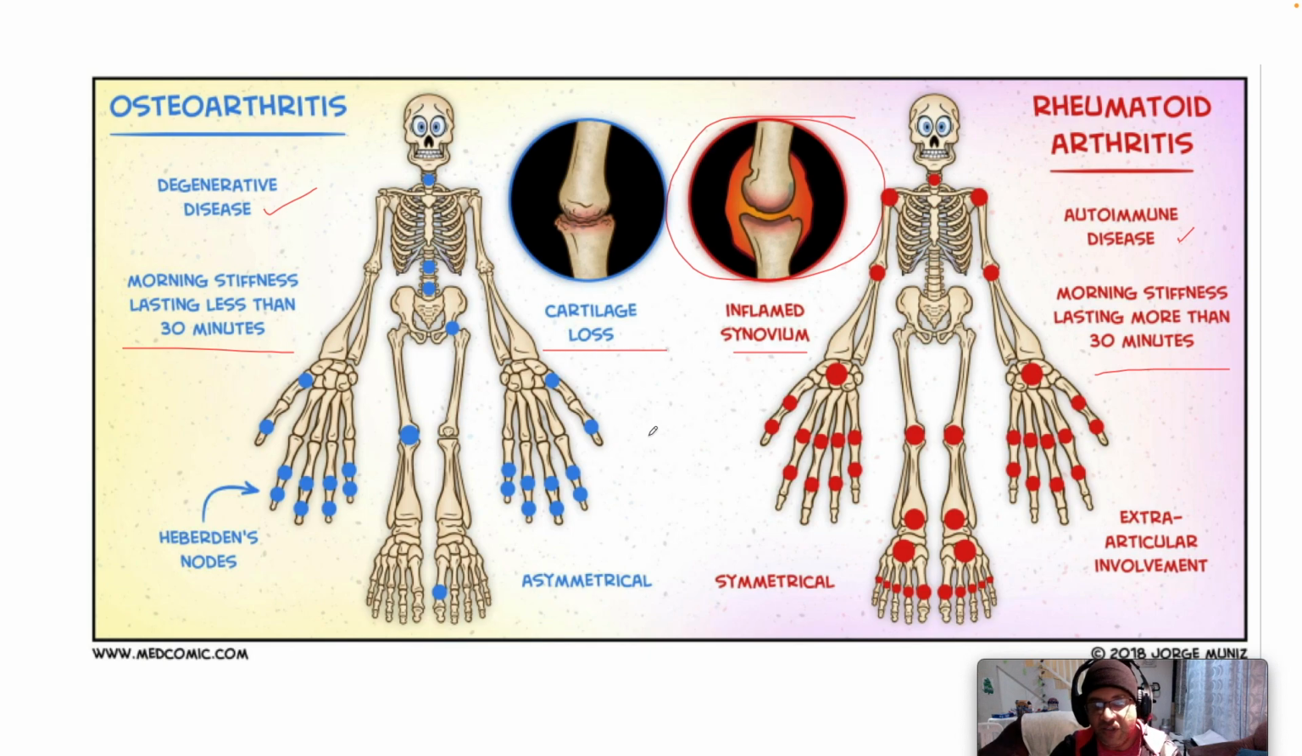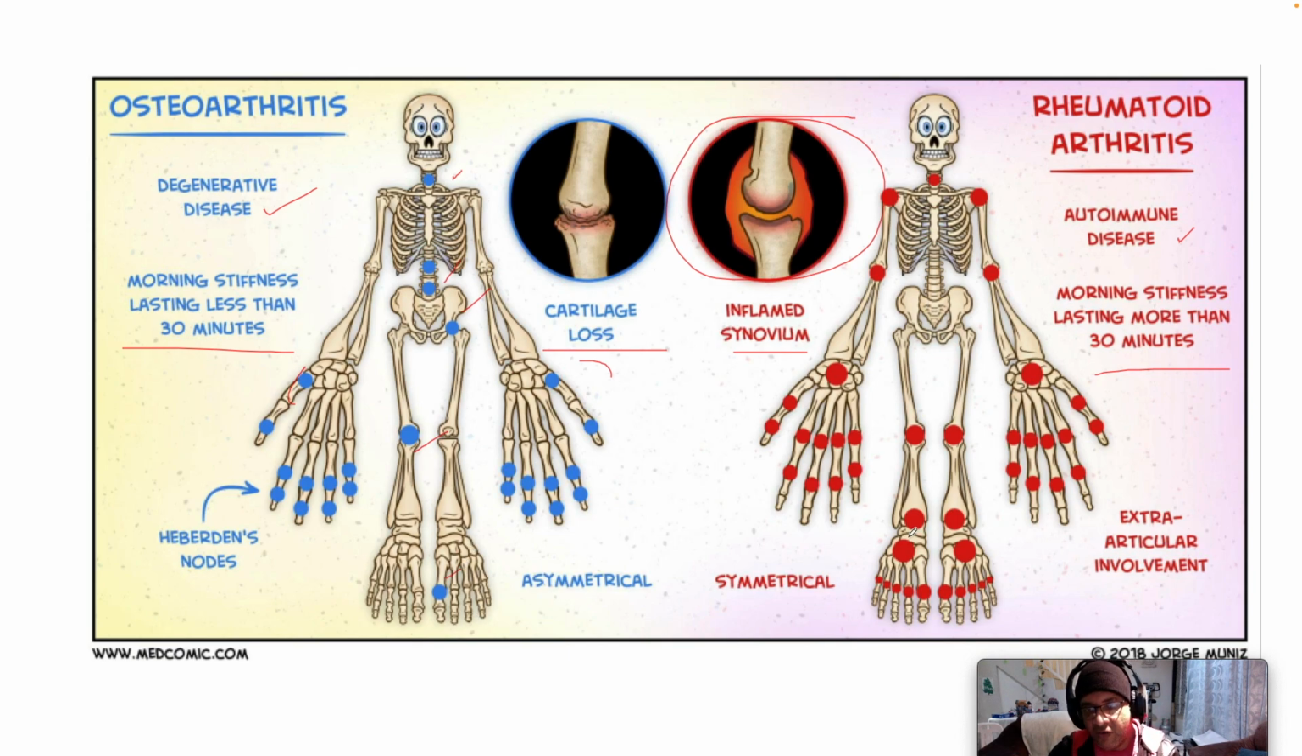If you look at just the distribution of joint involvement in osteoarthritis, there is involvement of the distal interphalangeal joints, but not so much the proximal interphalangeal. It involves the carpometacarpal joints of the thumb, causing squaring of the thumb. We have involvement of the C-spine, the lumbar spine, asymmetrical involvement of the hips and knees, as well as it affects the DIP joints essentially.